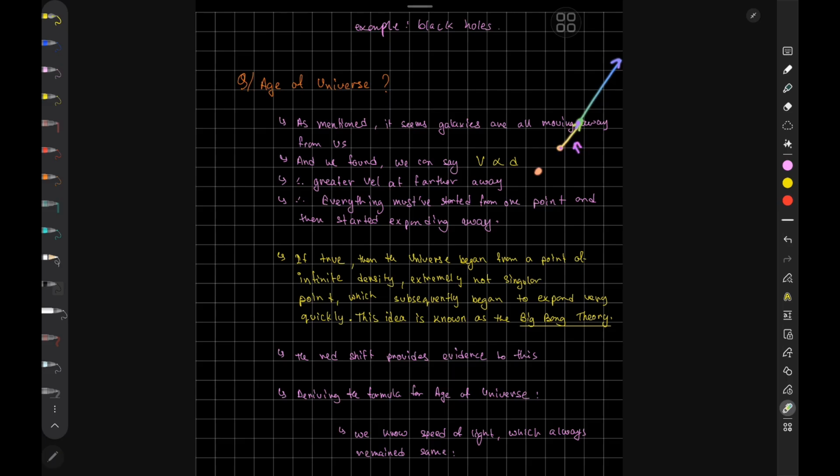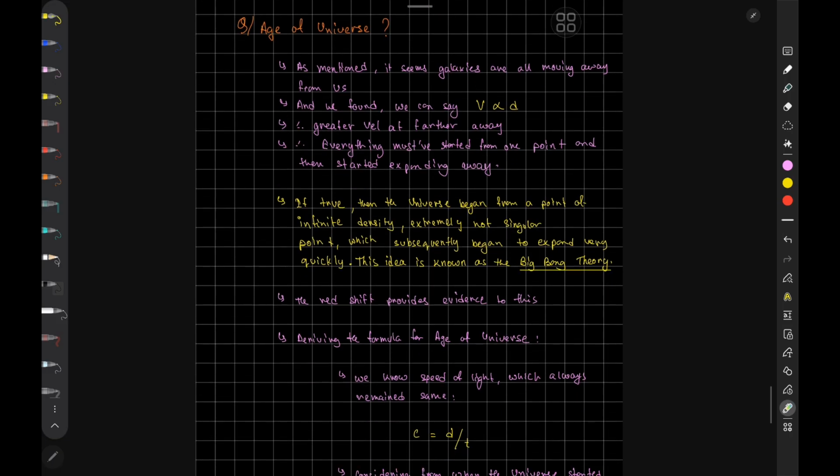So in 1 second from here to here, it goes just 2 meters. But as it moves away, it picks up its speed, and in 2 seconds, it moves a further distance. So if you're farther away from me, you will have a greater speed, so greater velocity at farther distances. What that inherently means is everything must have started from one singular point and then started expanding away. Now, is this completely true or not? It lacks some evidence, but this is a theory that we have.